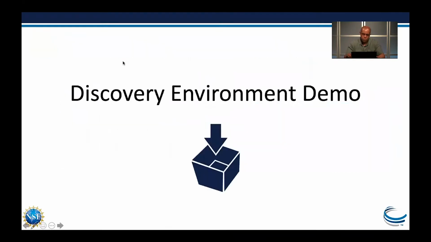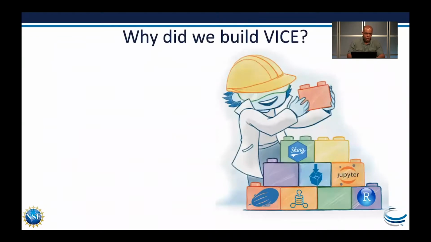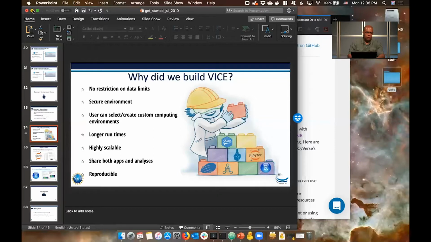What we're going to do in this really quick demo is take some unaligned DNA sequences and align them into a multiple sequence alignment using a program called MUSCLE. It's fairly straightforward and quick, so it makes a nice demo of the capabilities. And once you understand this, you essentially understand how to use any of the tools there. Okay, we'll come back to VICE in just a moment.